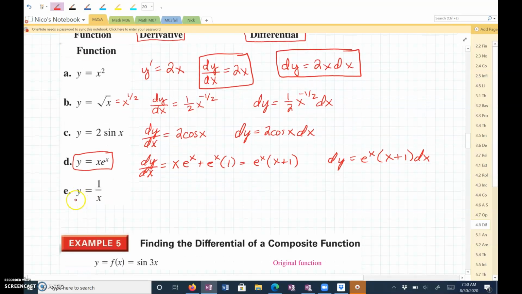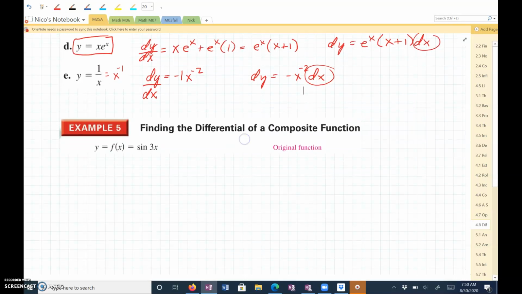Finally, E, you've got y equals 1 over x, which is the same thing as x to the negative 1st power. So dy dx equals negative 1 x to the negative 2nd. So dy would equal negative x to the negative 2nd dx. So I think very easy. These are all very easy derivatives. The only difference between the derivative and the differential is you're moving this dx to the other side.